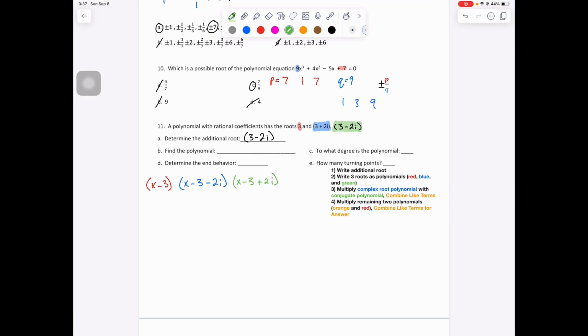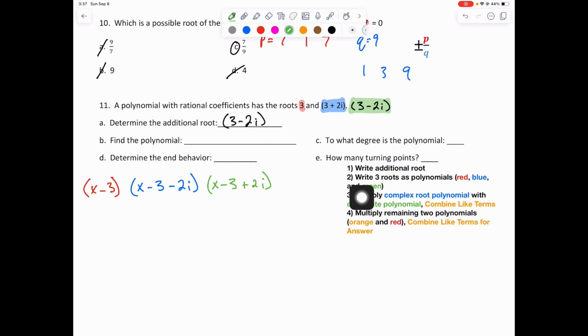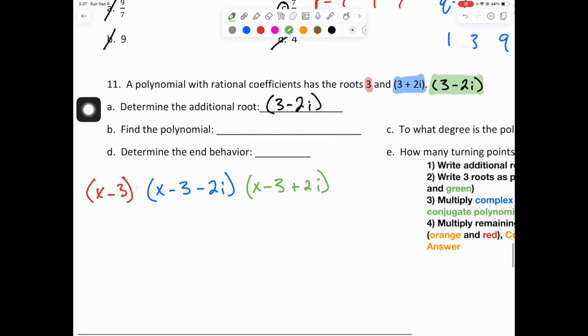From here, we've now done that. We wrote the additional root. We write 3 roots as polynomials. We've done that. I like to, again, okay, red, blue, and green, multiply complex root in blue with its conjugate in green. And this is why I did blue and green to start with last time, because I'm going to do it again. All right, x times x, what does it give us?